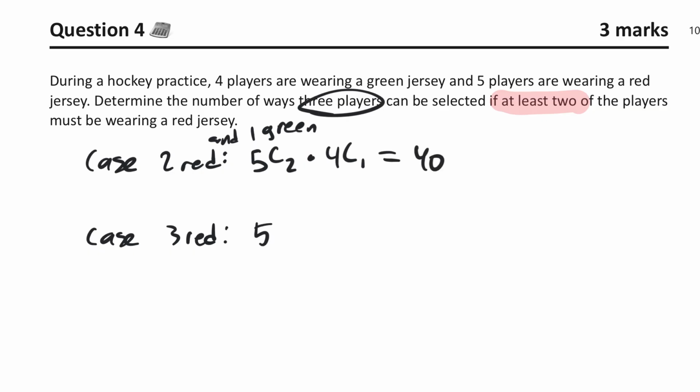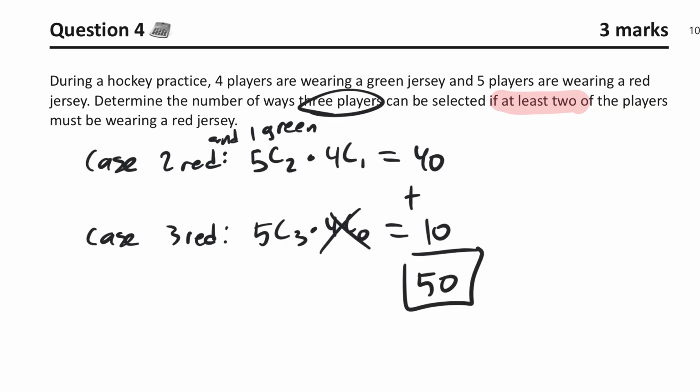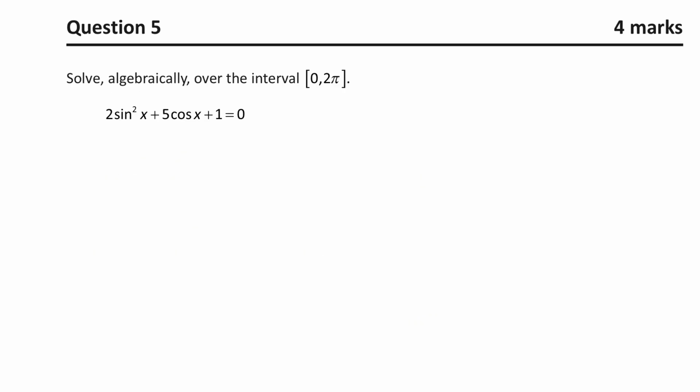3 red, well, that's going to be 5C3 times, you can put 4C0 if you want because there's 0 green, but this also can just be ignored because it just equals 1. It's up to you. That's going to multiply to 10. And then we always remember to add between the cases, so that's going to give us 50. So the answer is 50 ways, or there's 50 options. Here it says the number of ways. So you could write ways, but 50 is fine.